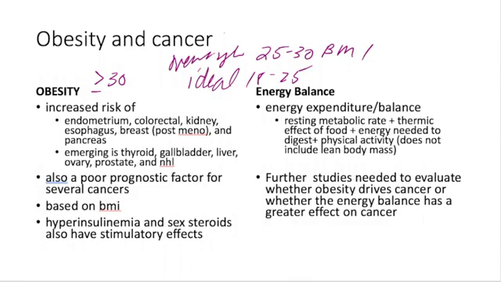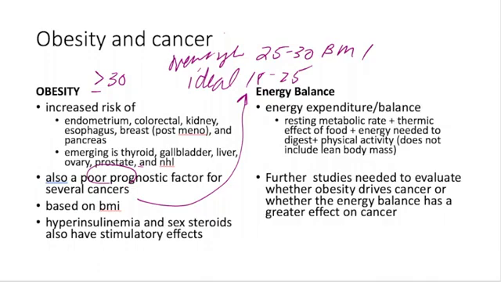Interestingly enough, postmenopausal breast cancer presentation has a lot to do with obesity, and that's related to estrogen. They're looking at thyroid, gallbladder, liver, ovary, prostate, and non-Hodgkin's lymphoma as potentially being related to obesity. It is also a poor prognostic factor for several cancers, and it's related to hyperinsulinemia. Sex steroids also have stimulatory effects. There are a lot of these receptors as we get into the microenvironment of the tumors. They love sugar, so if there is more sugar, there's going to be hyperinsulinemia, and that impacts the presentation as well as the prognosis.